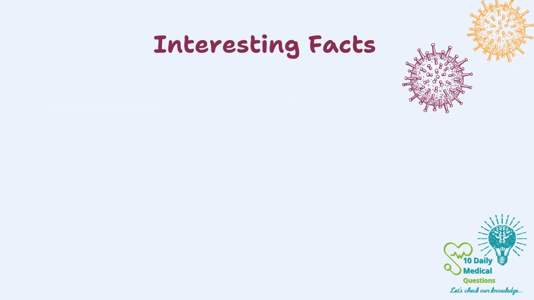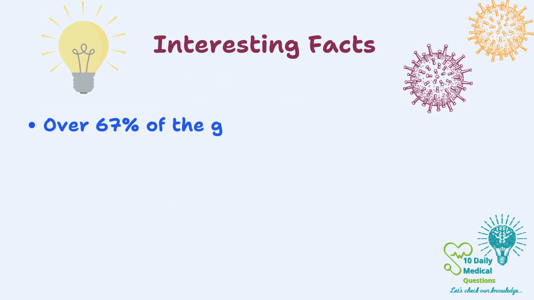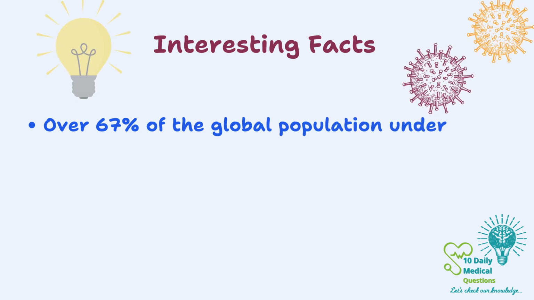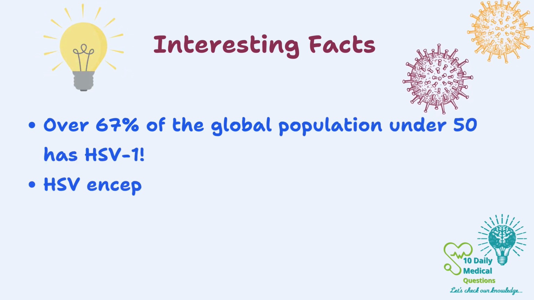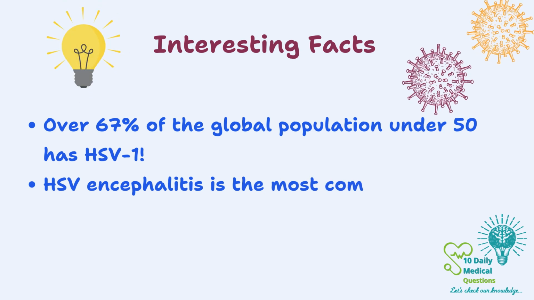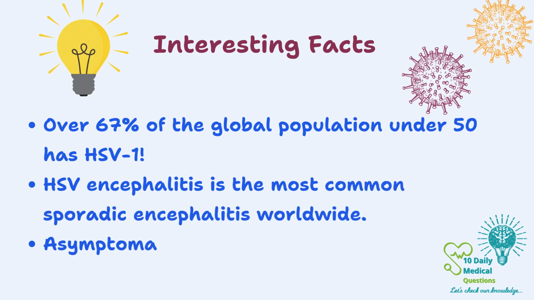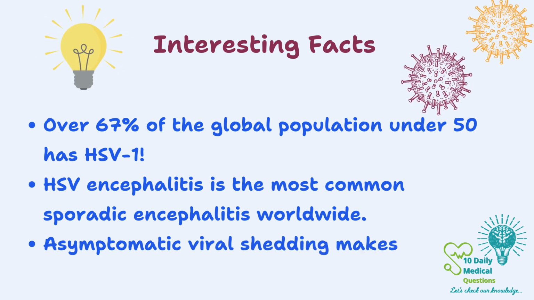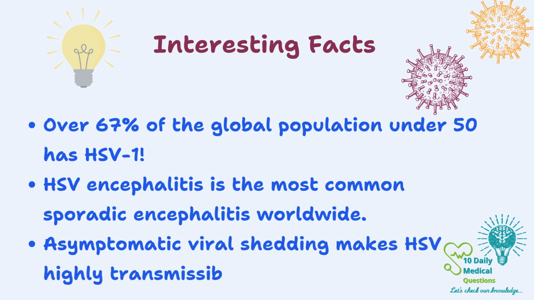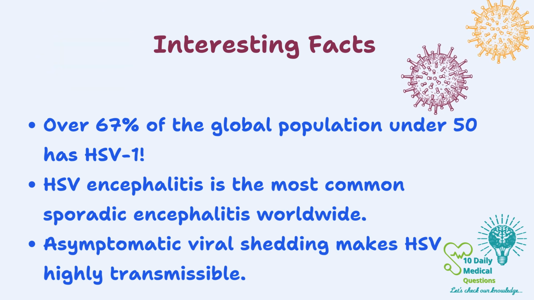Interesting facts. Did you know over 67% of the global population under 50 has HSV-1? HSV encephalitis is the most common sporadic encephalitis worldwide. Asymptomatic viral shedding makes HSV highly transmissible.